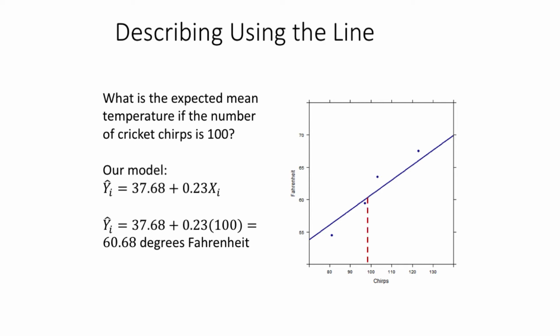And with that calculation, we find that when x equals 100, you can go up to the line, and then you look over at the value of y. That is 60.68 degrees Fahrenheit. So we can say that if the number of cricket chirps outside is 100, then the expected mean temperature is about 60.68 degrees Fahrenheit, which is pretty useful because this is a way of using cricket chirps per minute as a thermometer.